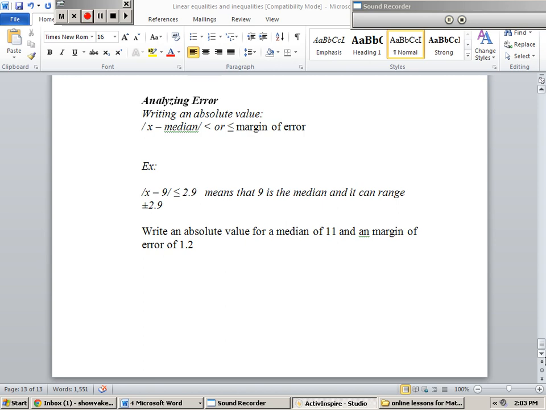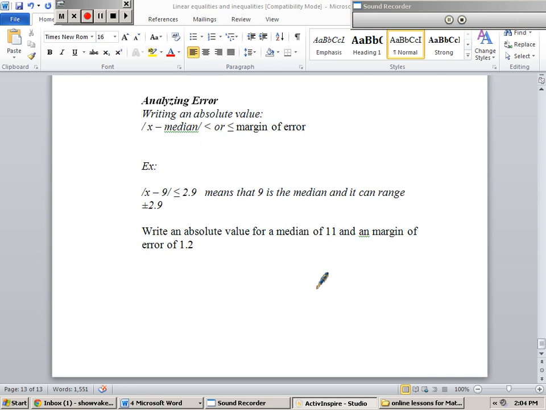Analyzing error. So let's say we want to write our own absolute value. It's always the absolute value of x minus the middle, less than or less than or equal to how much I can go up or down. So when I'm looking at this, my middle is 9. That means my mean is 9, and I'm allowed to go up or down 2.9. In this one, if I want to write an absolute value, I do x minus my middle, 11, and I'm allowed to have a margin of error up or down of 1.2. They're not hard to write as long as you know which one goes where.